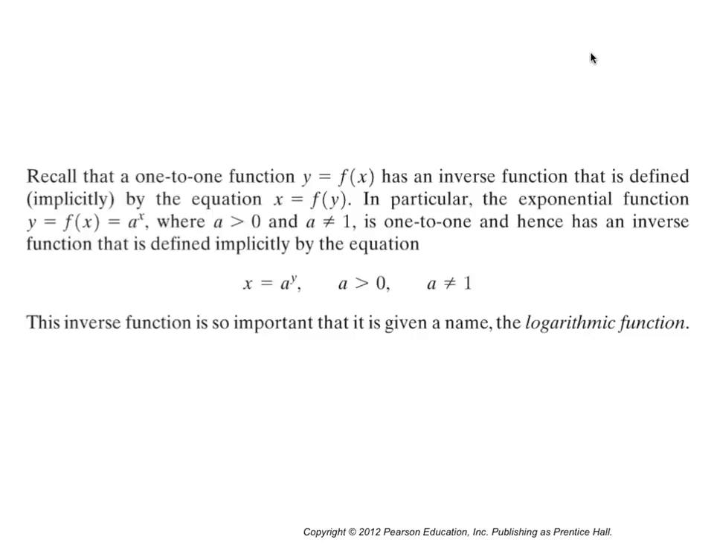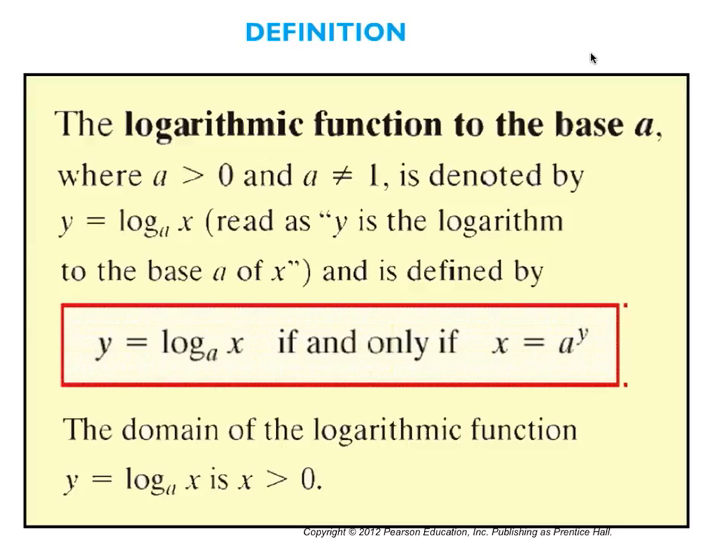So hopefully remember that a one-to-one function y equals f of x has an inverse function that is defined by the equation x equals f of y. And in particular, the exponential function y equals f of x, which is a to the x power, where a is greater than 0 and not equal to 1, is going to be one-to-one, and it's going to have an inverse that's defined implicitly by the equation x equals a to the y, where a is greater than 0 and not equal to 1. And this inverse function is so important that it's given its own name. It's the logarithmic function. So it's important to note that exponential and logarithmic functions are inverses of one another.